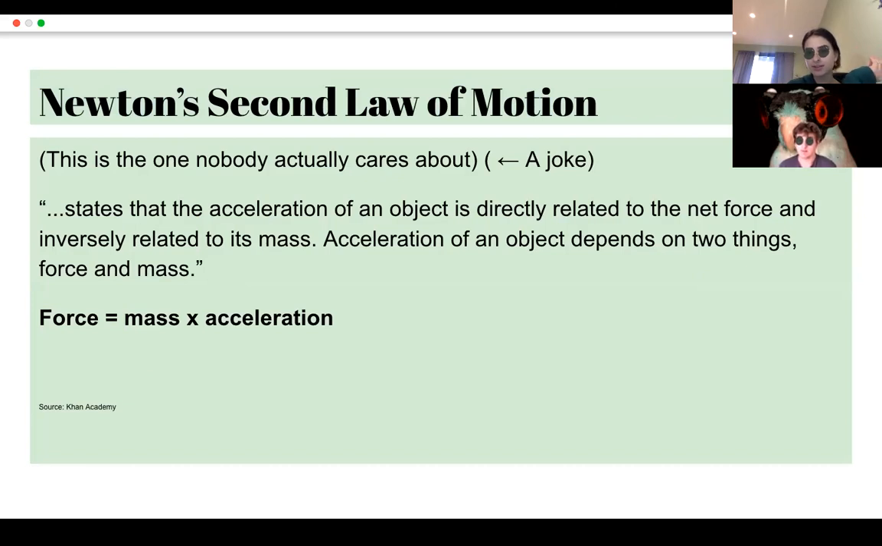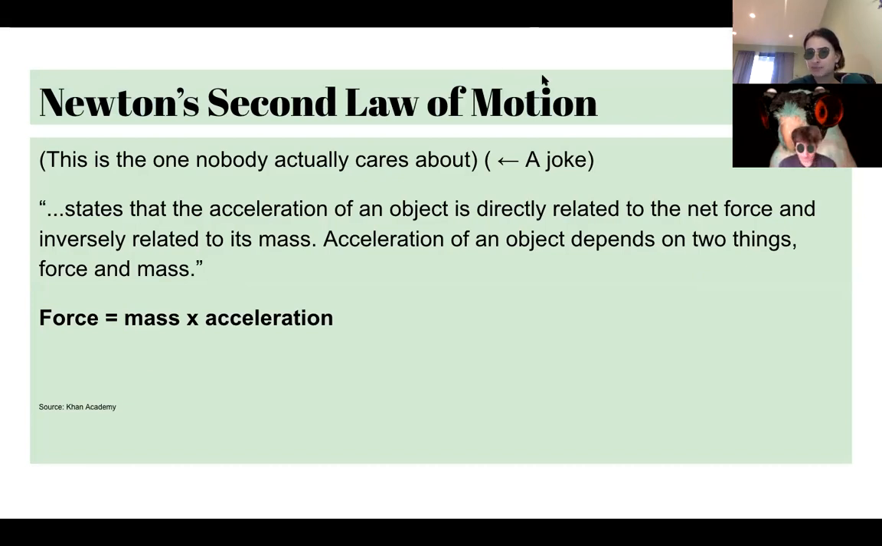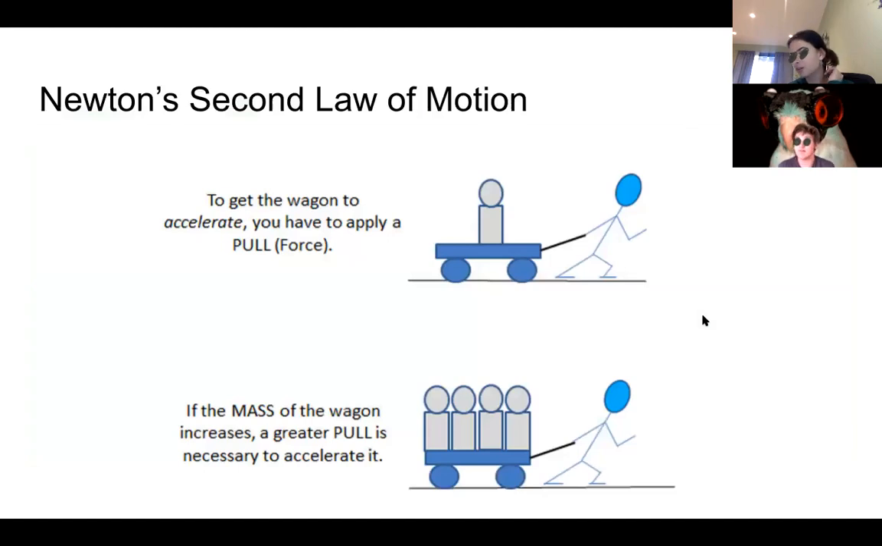the net force and inversely related to its mass. So it sounds kind of confusing, but it's really not. The acceleration of an object depends on 2 things, force and mass, and the equation for it is just force is equal to mass times acceleration. So here's a pretty good visual of Newton's second law of motion in action.